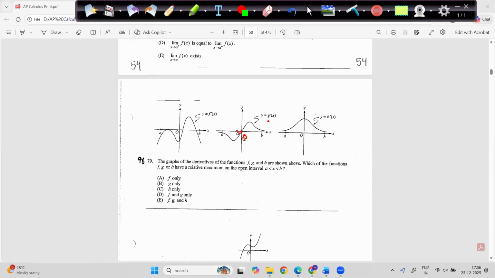Voice is completely breaking, Lokesh. Just come out once. These are derivative functions. This is f dash x, g dash x, h dash of x. Derivative functions. Now please tell me what you are saying again.